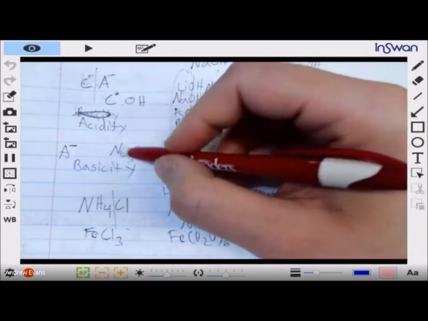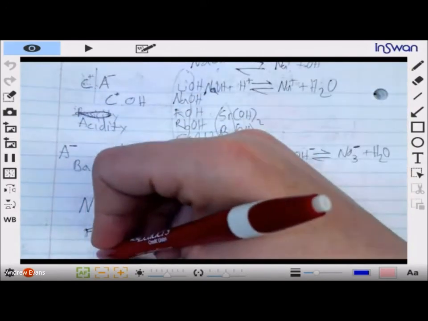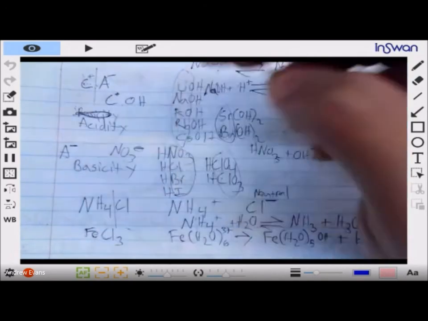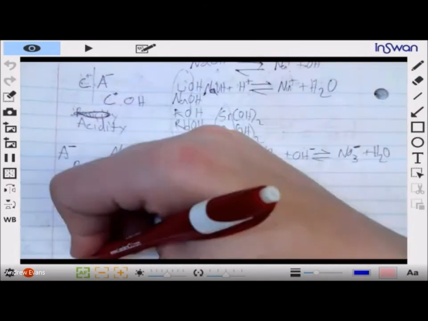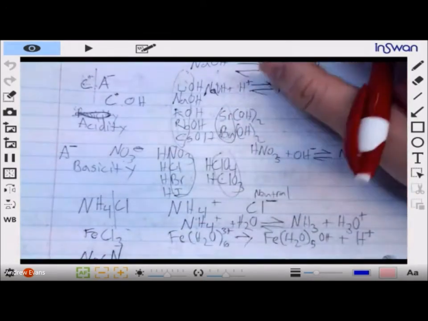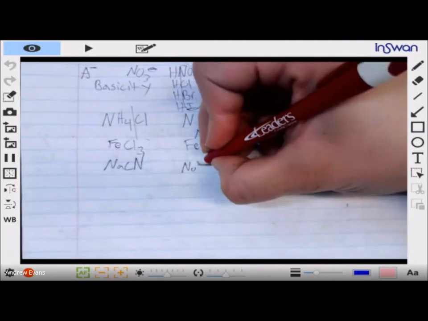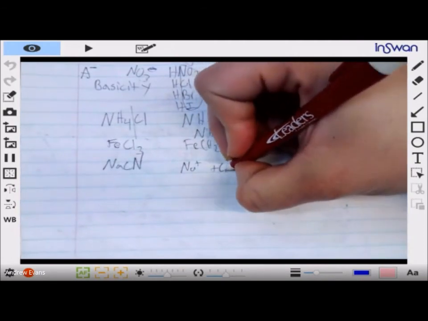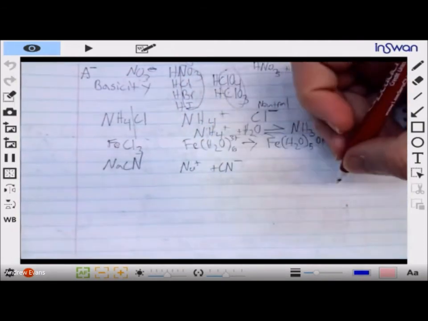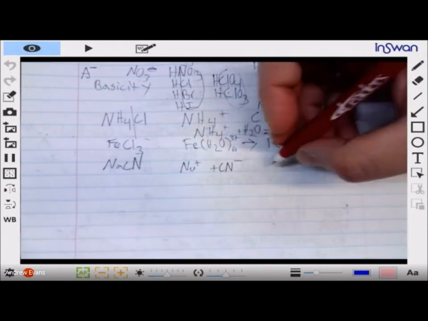Any of our anions, you mix a basic anion. Let's say sodium cyanide, a real easy one. It splits up into Na plus and CN minus. CN minus is the conjugate base of the weak acid, hydrocyanic acid.